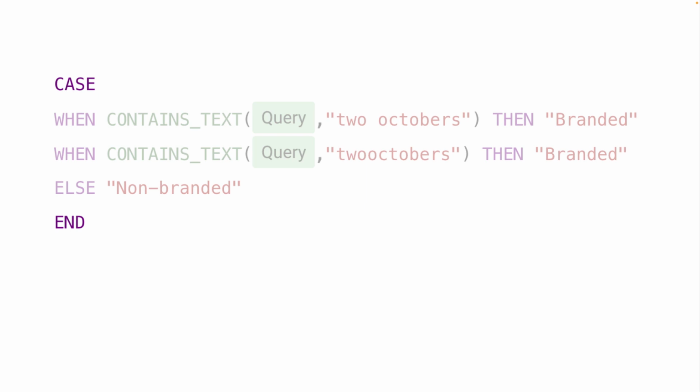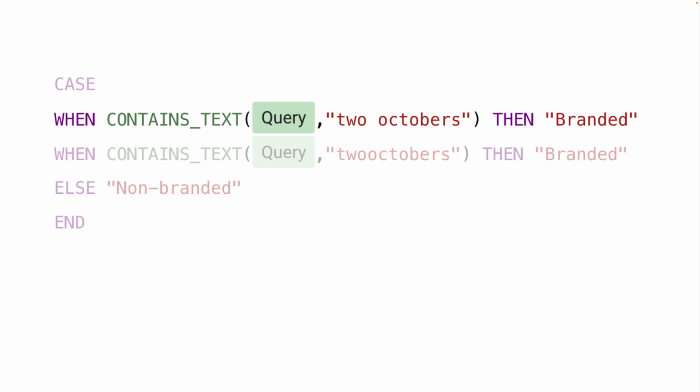So let's break it down. Every case statement has to have a case at the beginning and an end at the end. Pretty straightforward. And then you have a series of these if-then like conditions. It really is the same thing. It's just we're saying when and then instead of if and then. So you can think of it as when this is true, then do this.